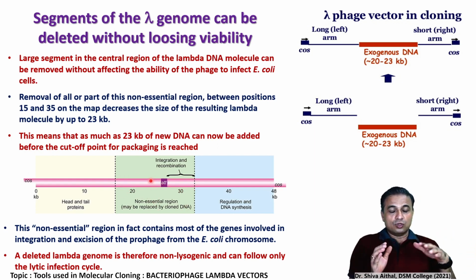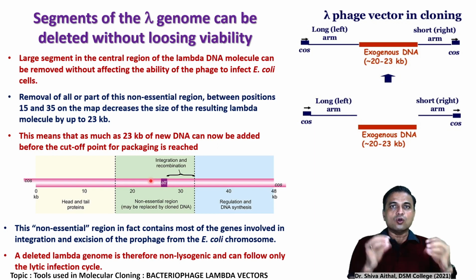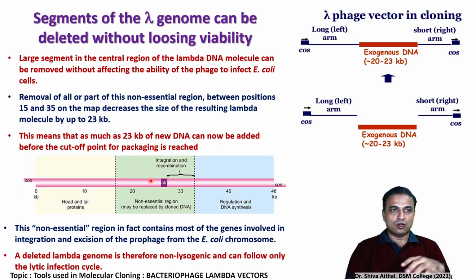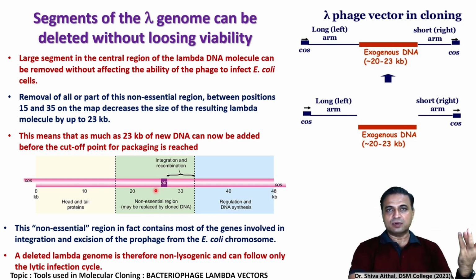Now you see this word, it's a very confusing word. Non-essential, it is essential for the virus, but when we are using it as a tool for recombinant DNA technology, we can render it non-essential and insert our exogenous DNA or the gene of interest DNA or the clone DNA, which we are going to use for the recombinant DNA technology. So there is a large segment in the central region of the lambda DNA which can be removed without affecting the ability of the phage to infect the E. coli cells, or the replication also, formation of head tail fibers also.